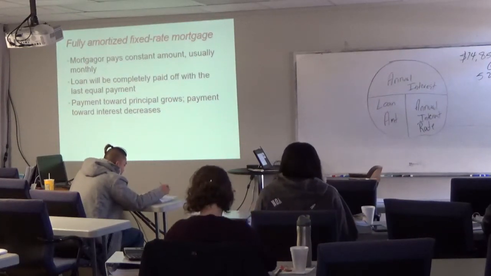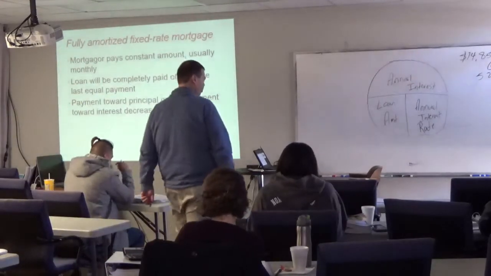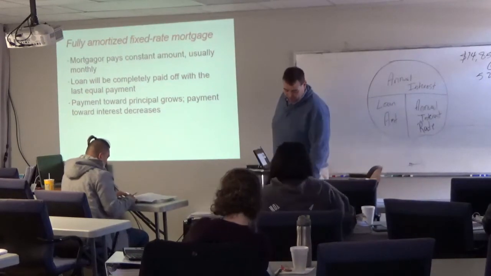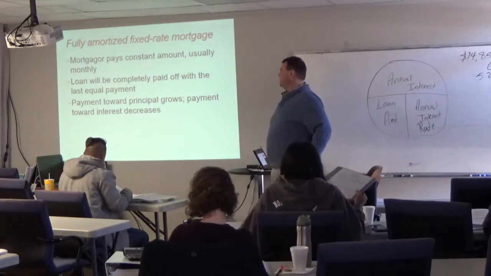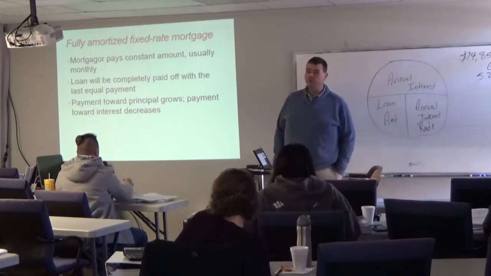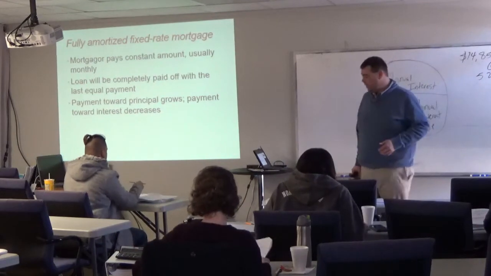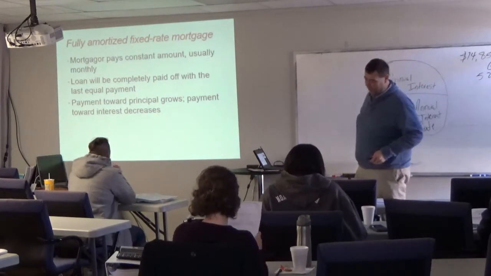Okay, let's pick back up here and talk about the different structures of mortgages: how they can be structured, the different payment structures. I'm on page 411 in the textbook. So the most common structure for a mortgage is the fixed rate, fully amortized loan.